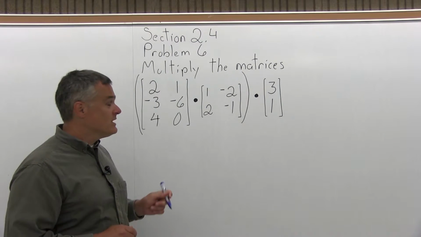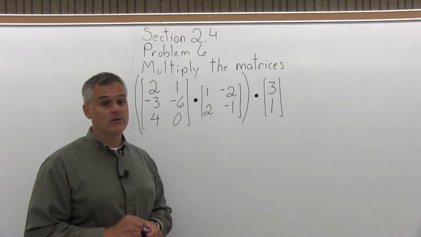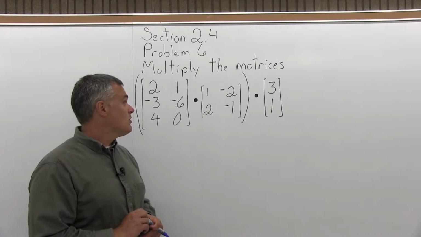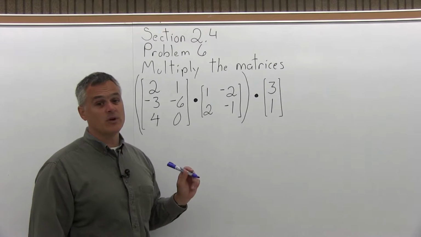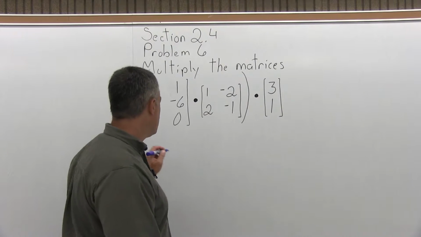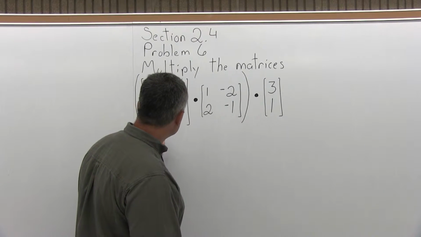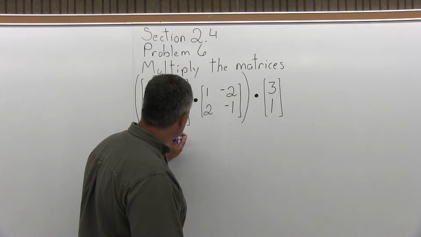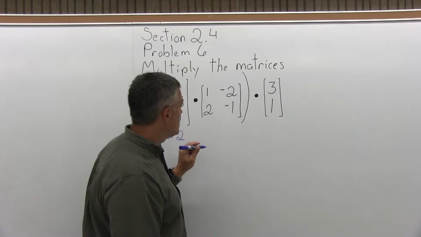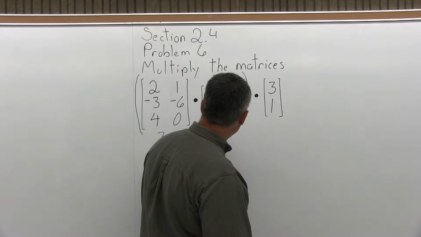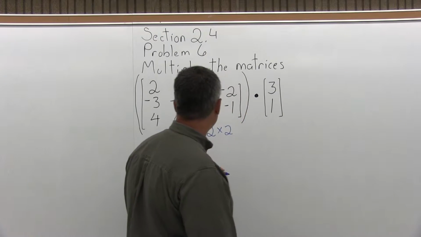So first of all, is there a solution for that? Can we even find an answer? What we want to do is see if the number of columns in the first matrix is equal to the number of rows in the second matrix. The way to do that is write the dimensions of each matrix underneath. The first matrix is a 3 by 2 because it has 3 rows and 2 columns. And the second matrix is a 2 by 2 matrix. It has 2 rows and 2 columns.